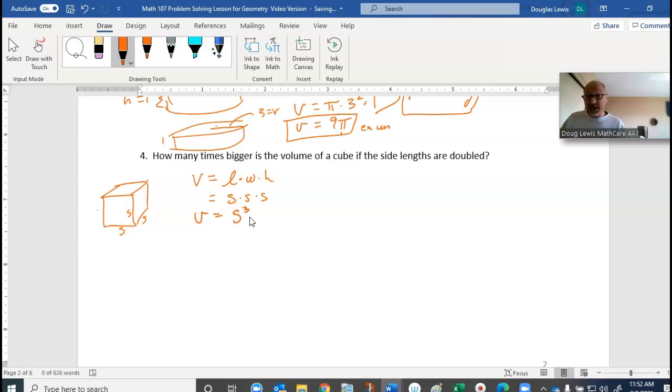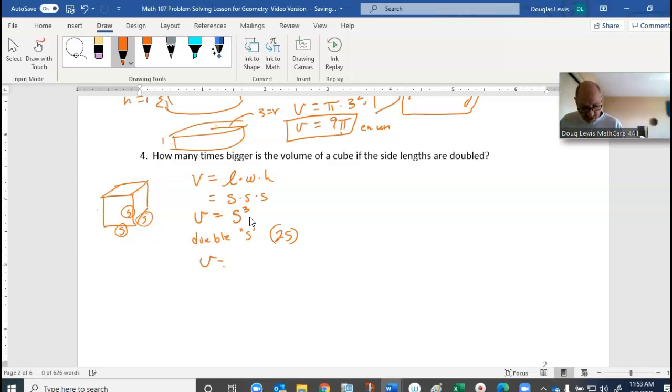So what happens if you triple or double that? That means instead of S's, all these S's are doubled, no matter what it is. If that's like a 5, 5, and 5, it'd become 10, 10, 10. Or if it's 8, 8, and 8, this would be 16, 16, 16. So whatever S is, if we double S, we'll put in a 2S in place of it.